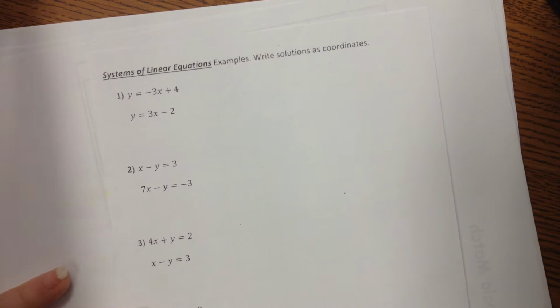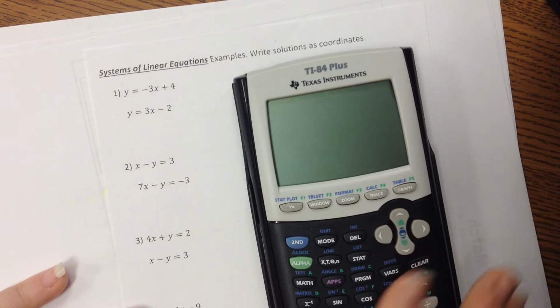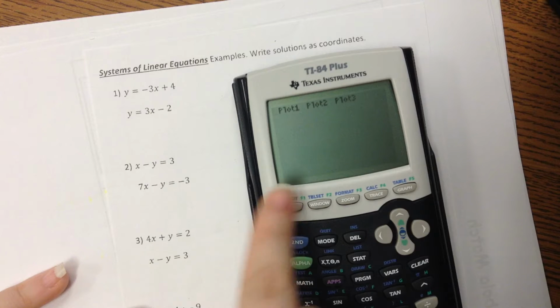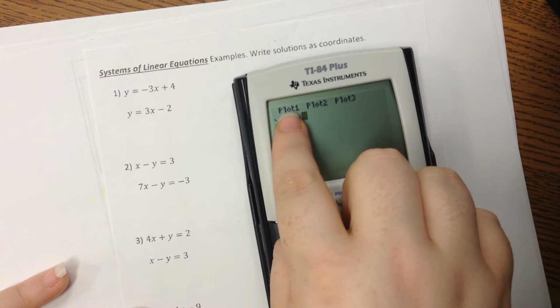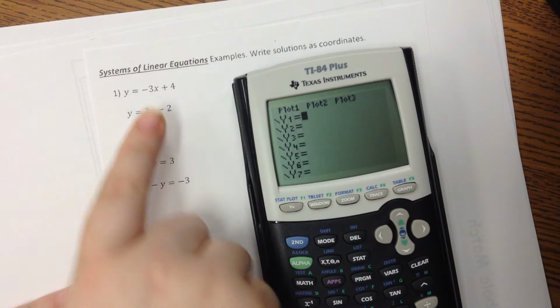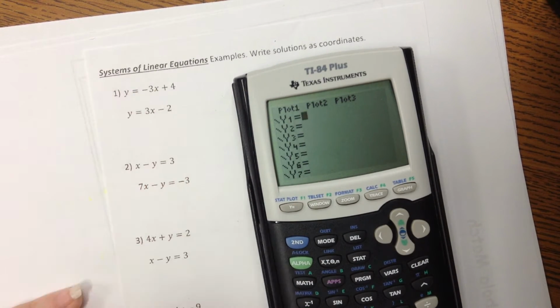ahead and graph them. So what we do is we take both equations and type them into our y equals. So we go to y equals. Notice that the plot 1, plot 2, and plot 3 are not highlighted. This is very important. Going to y1, I'm going to type in my first equation into y1. This is a negative, not a minus, negative 3x, which is located here, plus 4.